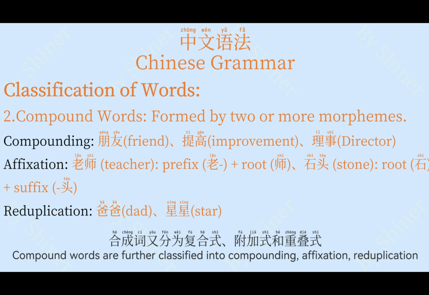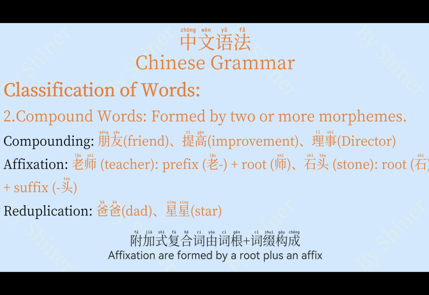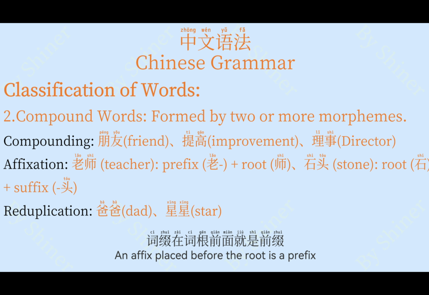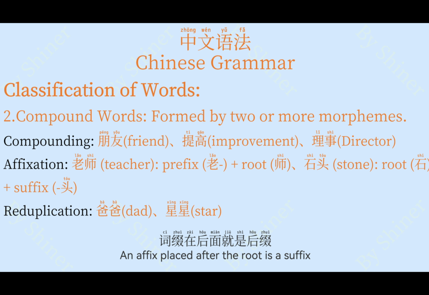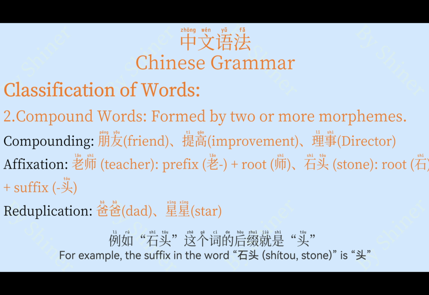Compound words are further classified into compounding, affixation, reduplication. Affixation are formed by a root plus an affix. An affix placed before the root is a prefix. For example, the prefix in the word 老师 is 老. An affix placed after the root is a suffix. For example, the suffix in the word 石头 is 头.